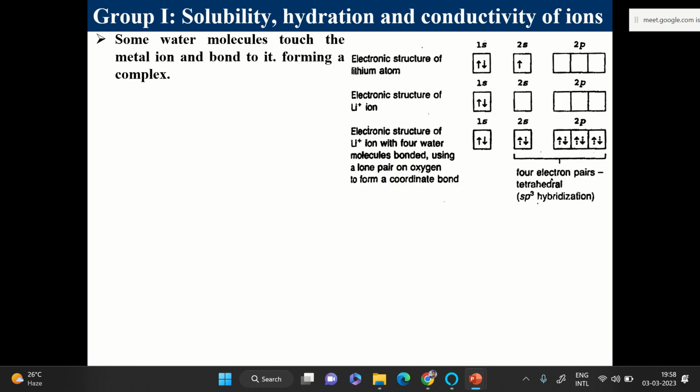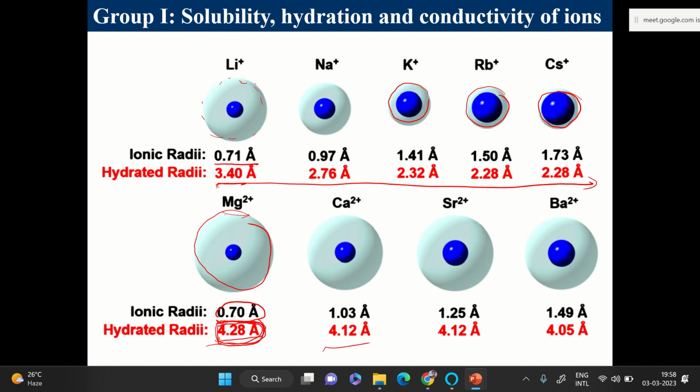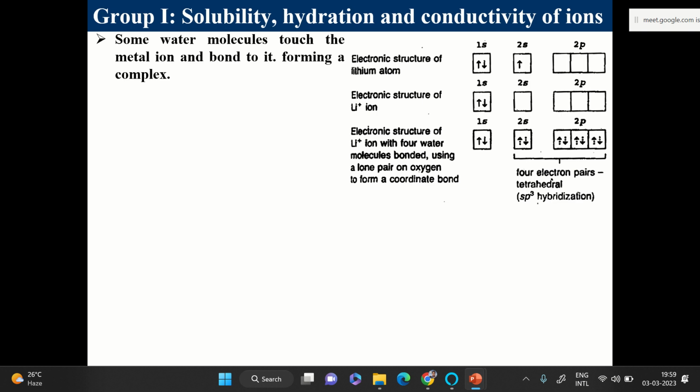After that, sorry, yes, 4.12. So there is a little variation like this, so you can see. So the solvation shell, the hydration shell, is becoming smaller, and when you are moving down the group, the number of water molecules is largest for the smallest ion and gradually decreases.